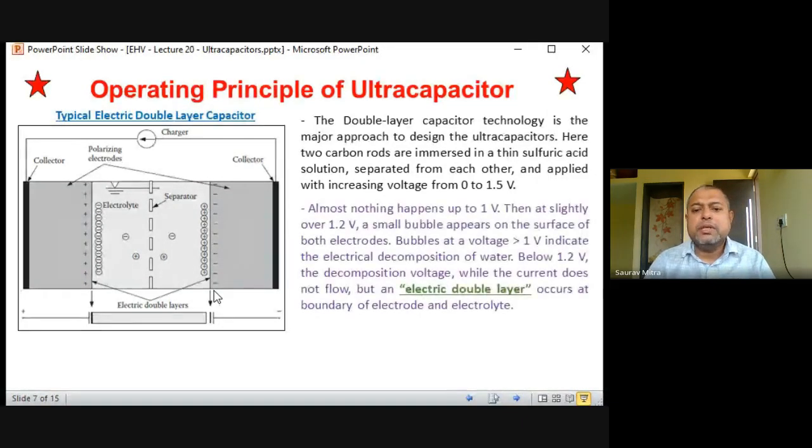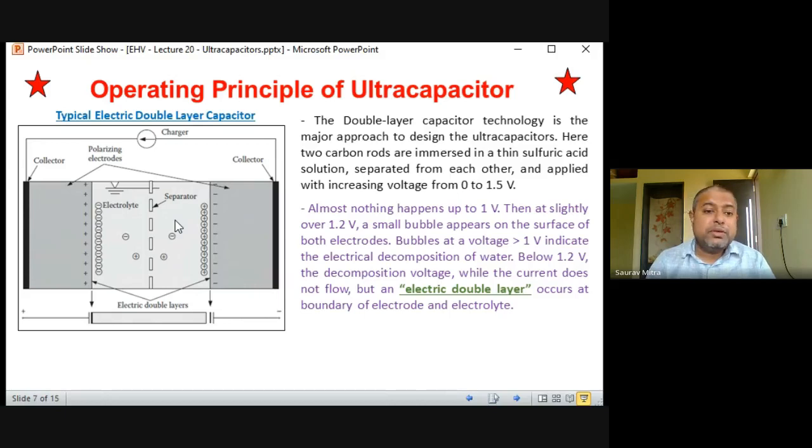Up to 0 to 1 volt, nothing happens in the electrolyte here. Whenever we apply charge between these two plates, up to 0 to 1 volt, nothing happens. But if we go slightly above 1 volt, that is 1.2 volt or something, bubbles start appearing inside this electrolyte. That means whatever water content is there is actually getting divided. So bubbles at a voltage greater than 1 volt indicate electrical decomposition of water. So below 1.2 volt, the decomposition voltage, the current does not flow.